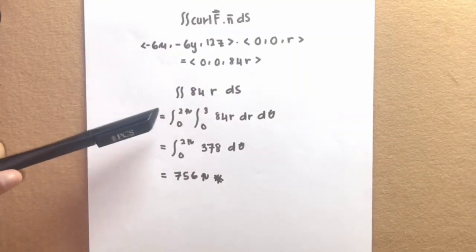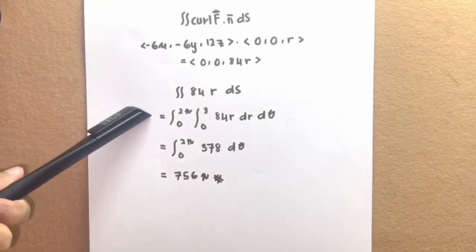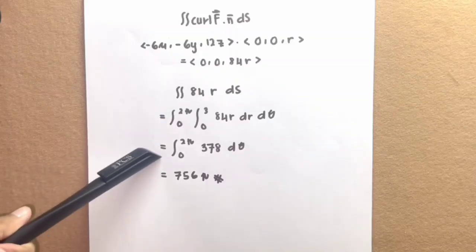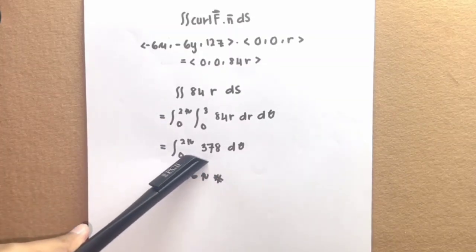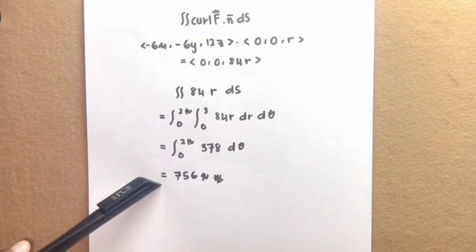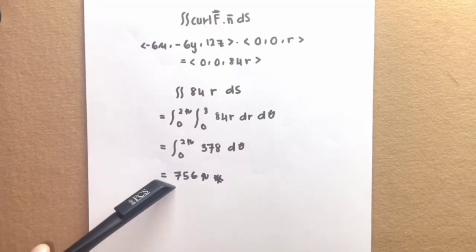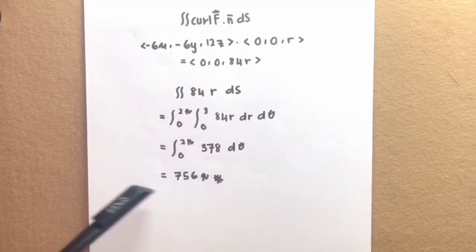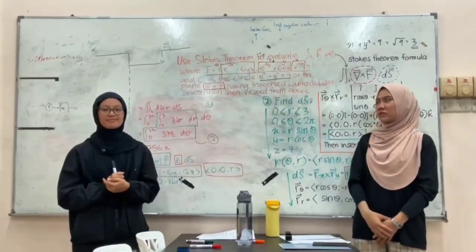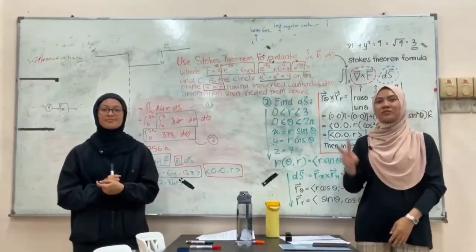Then we just substitute into the formula. For the first integral, we've got 378. And the final answer we've got is 756 pi. So that's all from us for example number 2.